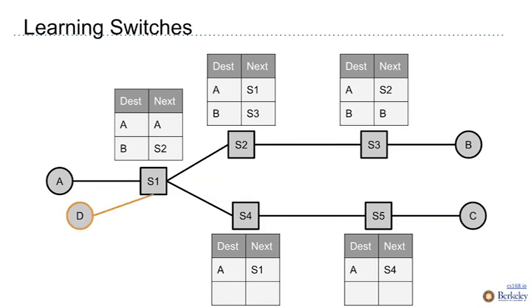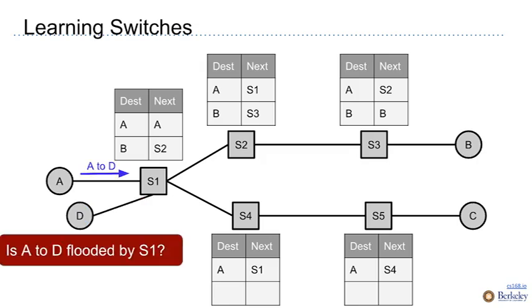So now let's say we have a new host D that's being connected to S1. And then A is sending a packet to D. Would this be flooded? You seem determined. Anyone? Do we have no's?